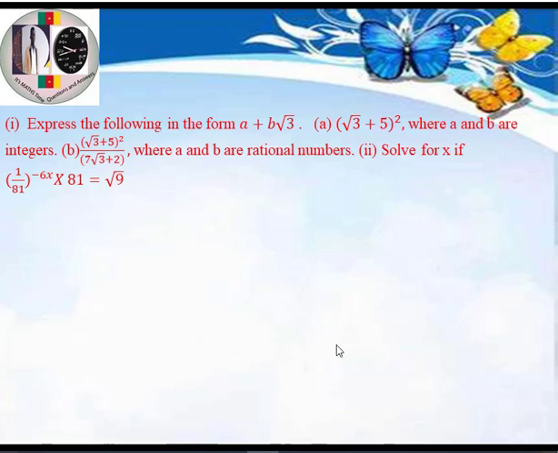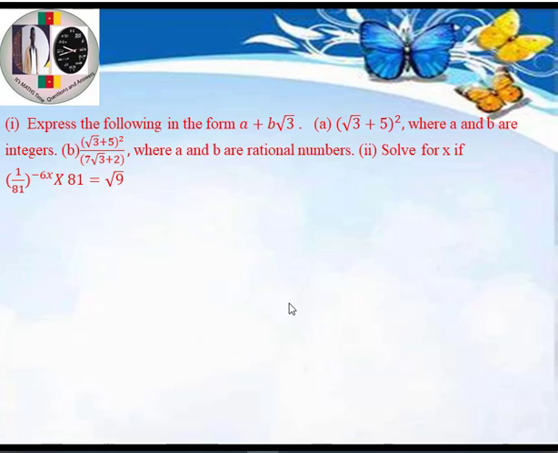So the question says that express the following in the form a plus b root 3. A, square root of 3 plus 5 all squared, where a and b are integers. B, root 3 plus 5 all squared divided by 7 root 3 plus 2, where a and b are rational numbers. And Roman 2 says that we should solve for x if 1 over 81 all that power minus 6x times 81 is equal to root 3.